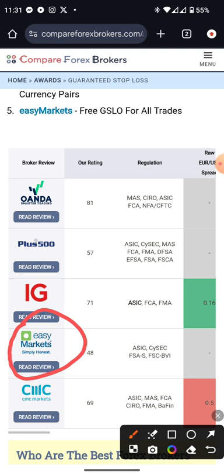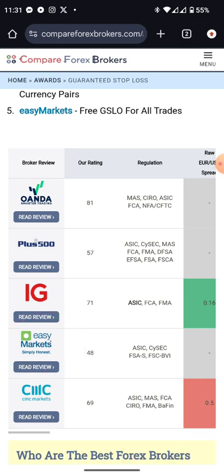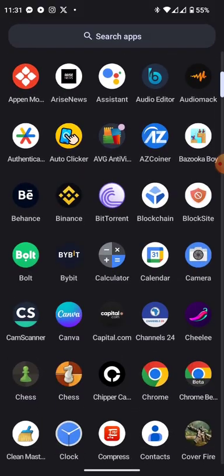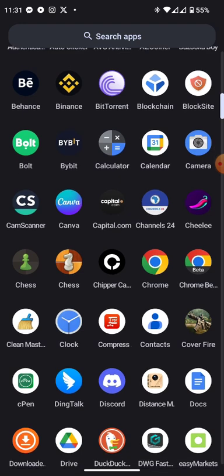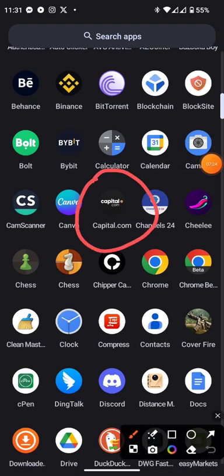Then we have capital.com. I think let me show you that app, that broker. Yeah. So here they are. We have capital.com. They also offer guaranteed stop loss. Now, the difference between capital.com and Easy Markets, let me use these two as an example of different guaranteed stop loss providers. With Capital.com, you pay a certain amount of money, maybe $1 or $2, for your guaranteed stop loss. But with Easy Markets, it's going to give you a wider spread.